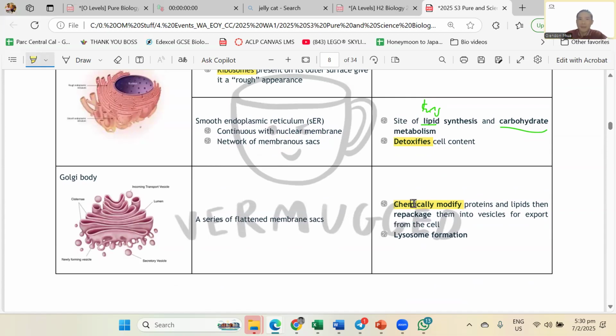Now, Golgi, one very painful thing. Can you please put a star at the notes over here? This will sadly determine whether you get A, B, or C, or whatever grade you want, in some cases. Why? Teachers like to test Golgi. So if I were you, I will pay careful attention to the next 2 minutes I'm going to say.